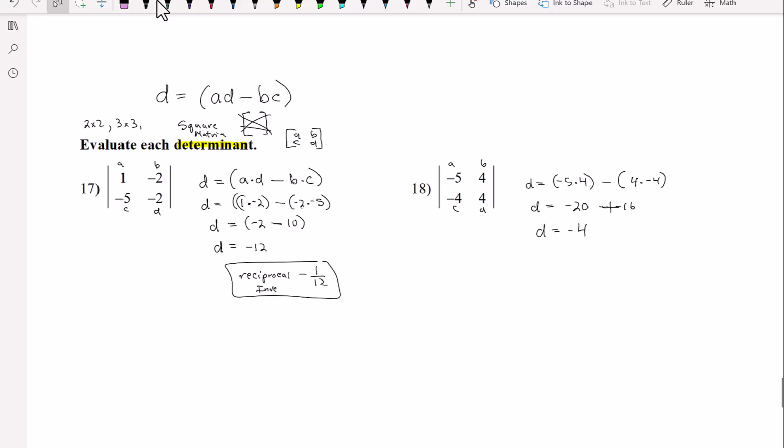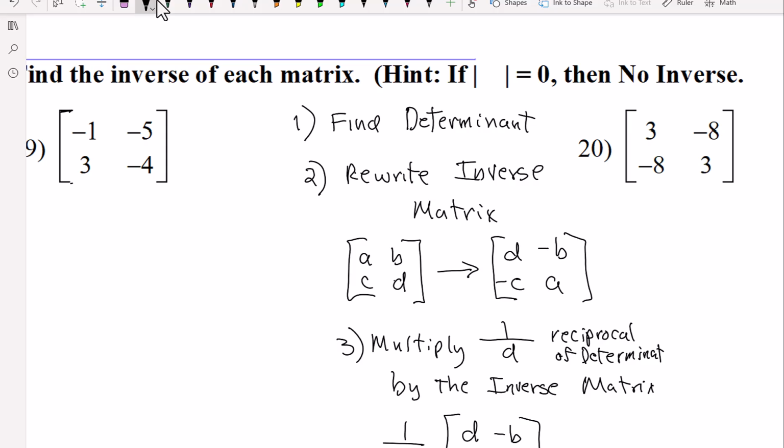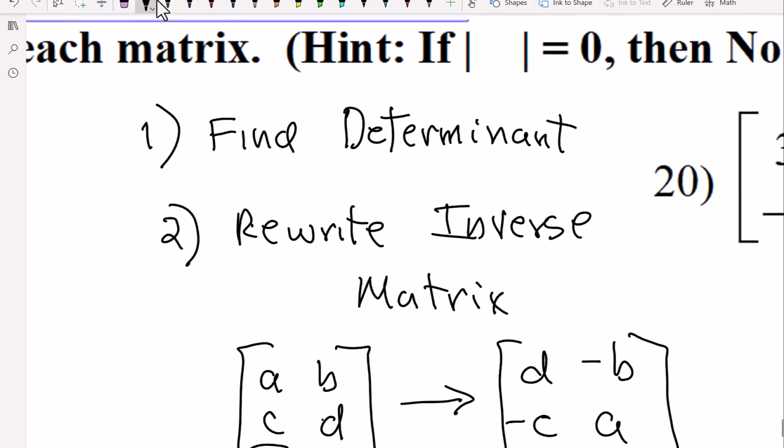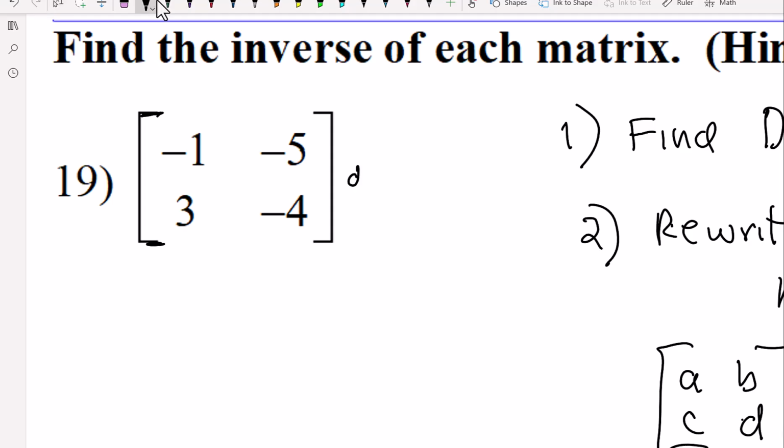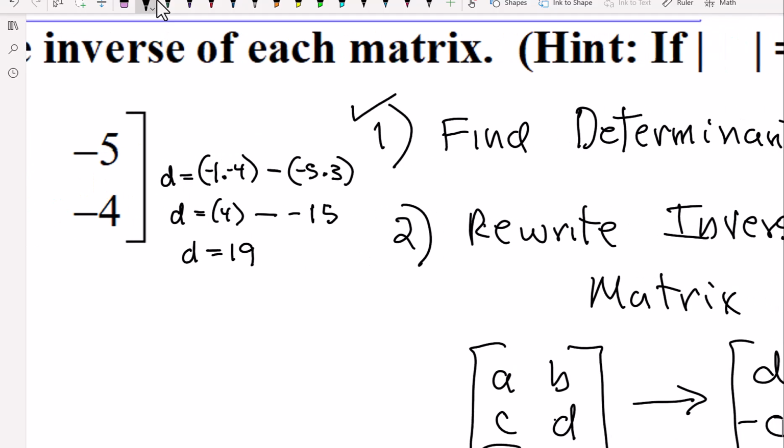Now, we use this information because when we go to find the inverse, notice we're back to matrix form. We're going to find the determinant. So our D equals negative 1 times negative 4, which is 4, subtract our B value times the C value. So that's subtract negative 15. So subtract a negative, our D is equal to 19. 4 plus 15 is 19. Okay, so that's step 1.